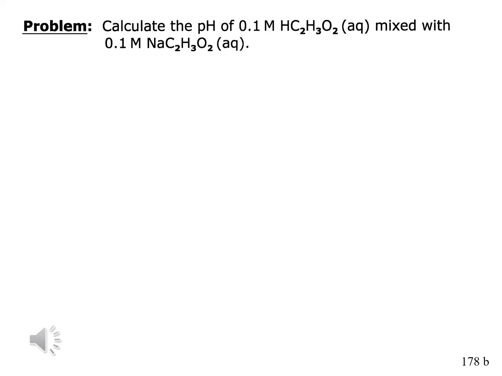Now I want to turn it into a buffer. We're going to mix the 0.1 molar acetic acid with the exact same amount of sodium acetate. You don't have to use the same amount, but we're going to do that first because it's the simple case and you can see it easily. You know that sodium's going to be the spectator. Sodium is always a spectator because it makes everything soluble. So what we're really doing is mixing acetic acid and the conjugate base acetate.